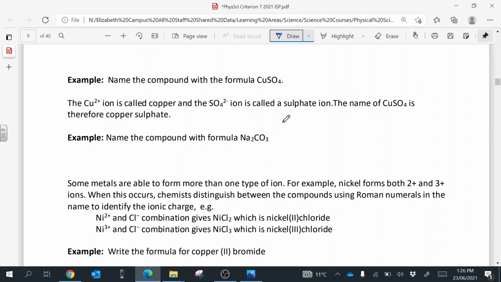Na2CO3. Okay, so if we look on our formula sheet, we'll see that Na is sodium. Sodium, and it has a charge of +1. And we'll see that CO3 is called carbonate, which means, since there's two sodiums, it must have a 2- charge. And we'll see that on the formula sheet as well. So this one is therefore called sodium carbonate.